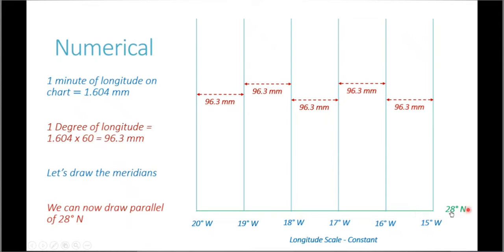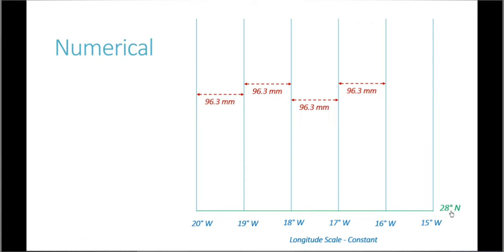You have the 28 degrees north parallel shown in the diagram now. So all the meridians are plotted. The bottommost parallel 28 degrees north is plotted. Now moving further in the question, we now need to draw the parallel of 29 degrees north. Now to draw the parallel of 29 degrees north, I need to know how much distance I need to keep between 28 degree north parallel and 29 degree north parallel.